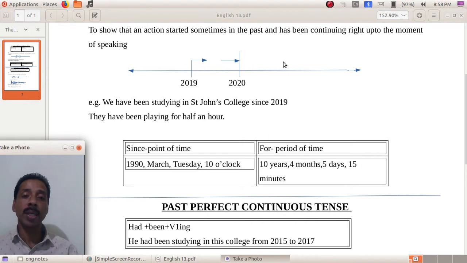That is not important. So we can say that we have been studying in St. John's College since 2019. What does it mean? You started studying in this college in this particular year, in this particular point of time. And from that moment onwards, that's a continuous activity. Okay, got the idea. That's the main use of present perfect continuous tense. An action started sometime in the past and has been continuing right up to the moment of speaking.